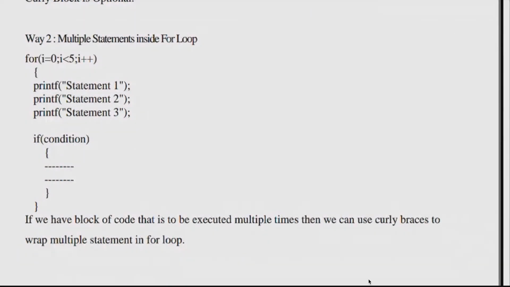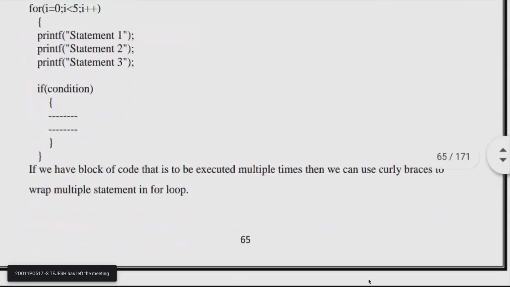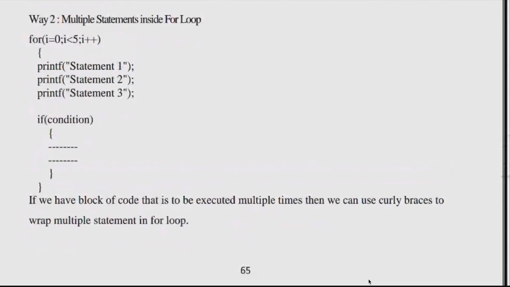Again, the if condition you already know. If the condition is required, we will go like this. If we have a block of code that is to be executed multiple times, then we can use curly braces to wrap multiple statements in the for loop. So we have used the open brace and closed brace, right? In the for loop also, again we wrote one if condition. Are you following? If is also a condition.